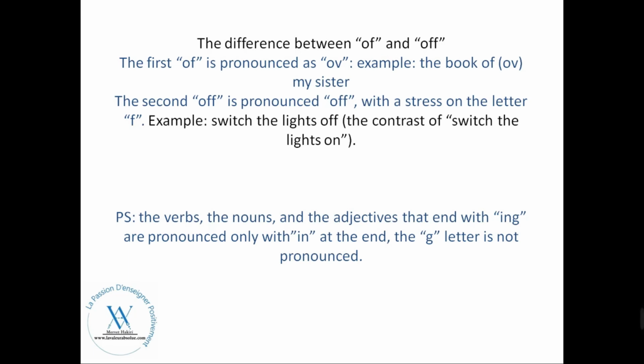These words are actually pronounced "in" and not "ing". At the end of these words, we only pronounce the N. So the G letter is not pronounced. For example, let's take the noun dance. Dance means to dance. We are going to add the ing form. So we are going to say dancing. It's "dancin", it's not "dancing" with a hard G.